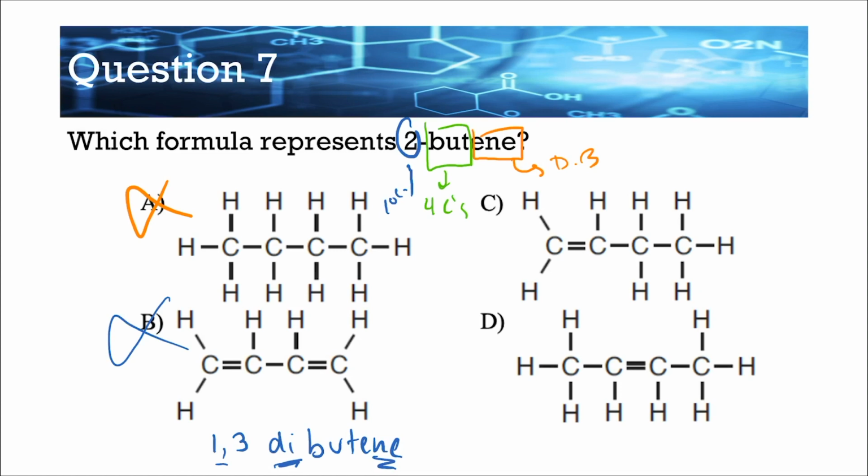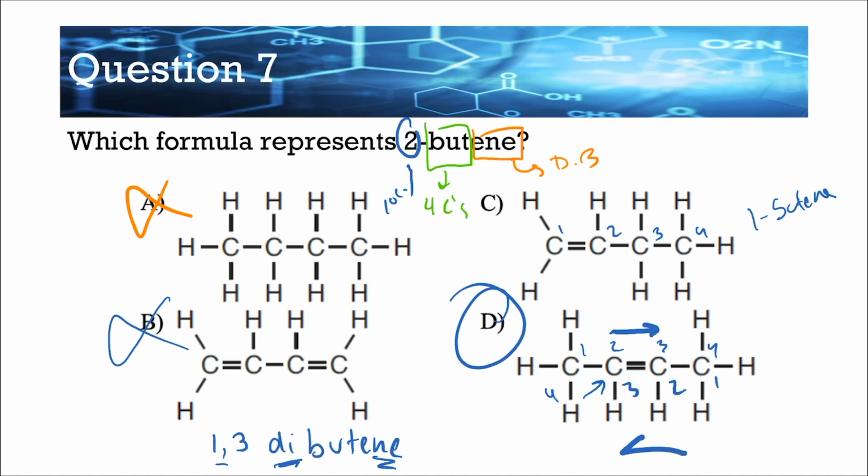Okay, so we know the double bond has to start on carbon number 2. So here, in choice C, the double bond starts on carbon 1. So that's not right. This would be 1-butene. And for choice D, you have the double bond starting on carbon 2, so that is perfect. And this one, it doesn't matter which way you label them. It starts on 2 if you read left to right, and it starts on 2 if you read right to left.